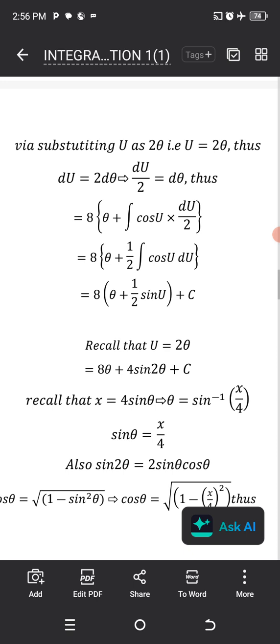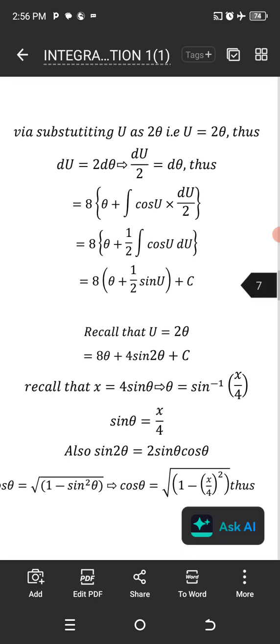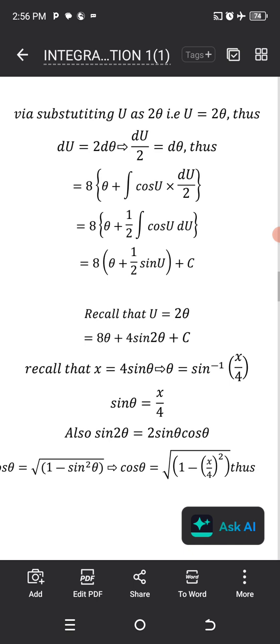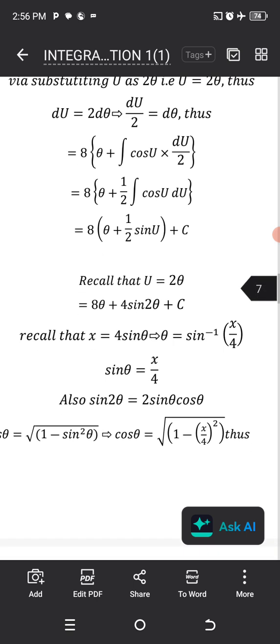We've applied substitution like that with the substitution method. So which implies that 8 open brace theta plus 1 over 2, we've taken out the constant 1 over 2, integral of cos u du, which eventually gives us 8 parentheses theta plus 1 over 2 sin u plus c. So recall that u is equal to 2 theta. So you return everything back: the one with u, return it with theta. So the expression is now 8 theta plus 4 sin 2 theta plus c.